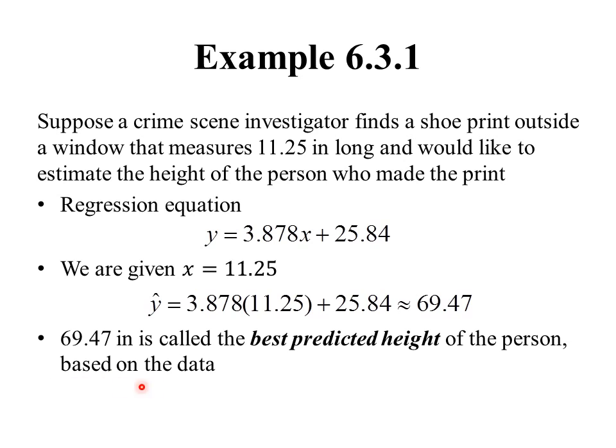And we do need to add this qualifier based on the data, because if we had a different sample of students, we would get a different regression equation and we get a different predicted height. So it doesn't mean that the person is going to be exactly 69.5 inches tall. It's just a one number estimate or one number prediction of the height of that person.